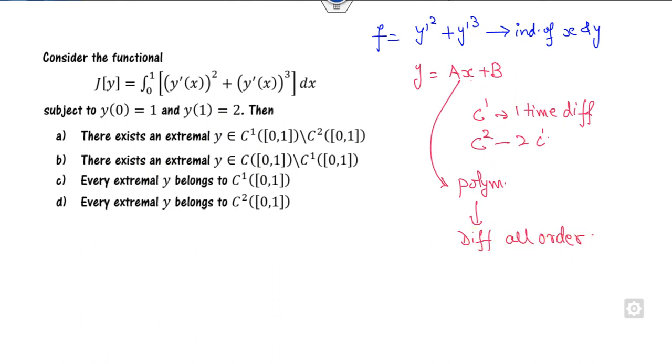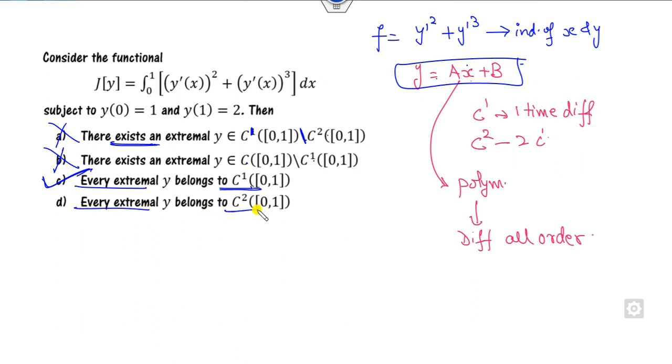So now you can check the options. There exists an extremal in C1, one time differentiable, but not two times. That's the wrong option. Extremal in C but not in C1. That's the wrong option. Every extremal is differentiable to C1. Correct option. Every extremal is differentiable to C2. That's also the correct option. So C and D are my correct answers.